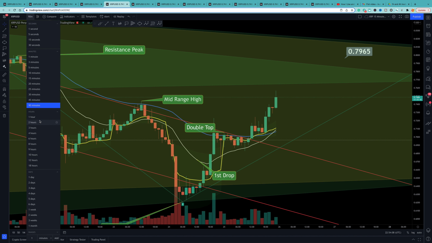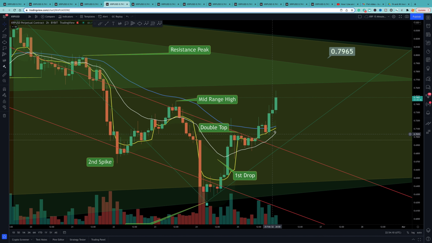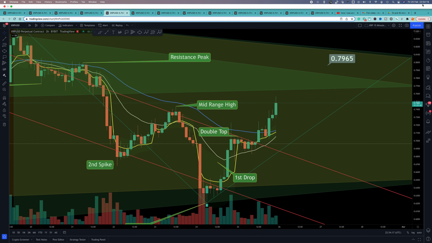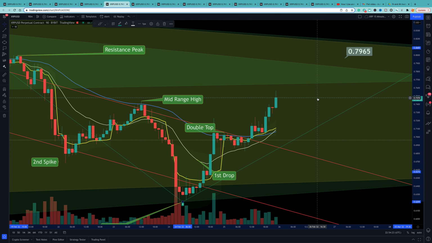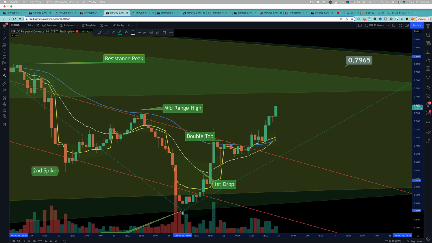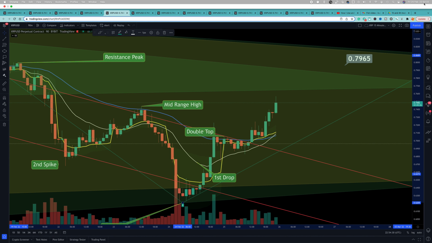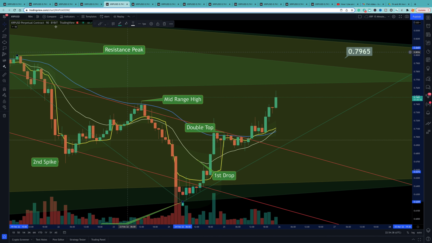Let's have a look at the 2 hour. You see the 2 hour, if the 90 minutes can get that pump and the 2 hour, when's the 2 hour? The 2 hour, now you see this is the thing, let me go back to the 90 minutes for a sec. The 90 minutes, this candle turned at 10:30. It turned 25 minutes ago. So now that's not going to turn again until 12 o'clock. The 2 hour isn't going to turn till 12 o'clock.